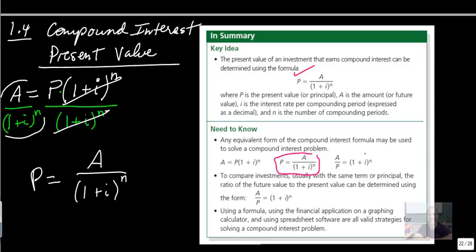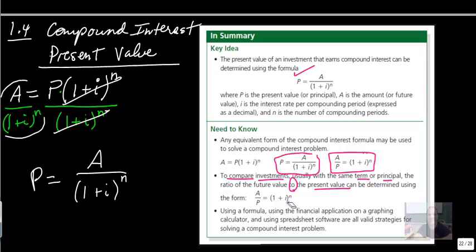Now, this right here is another formula that we won't use all that often, but it's a way to compare investments. So if you have the same term or the same principal, you can use the ratio of what the future value would be compared to the present value in determining which would be better for you, right? So A divided by P actually just equals 1 plus i to the power of n. If you have a question about comparing investments, this is the formula you would use for that.